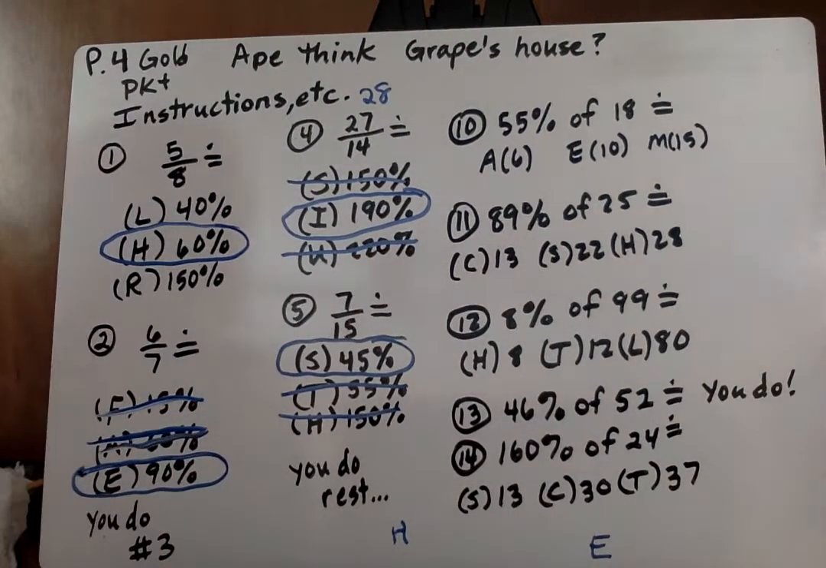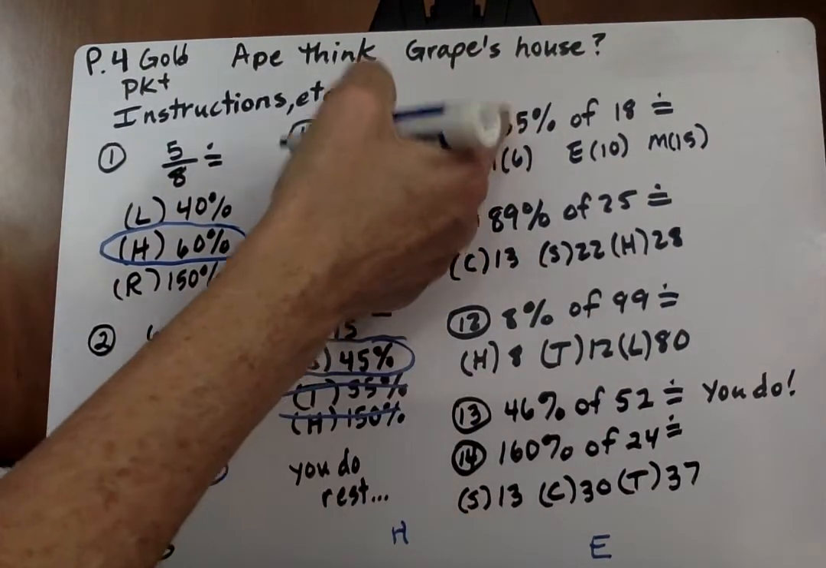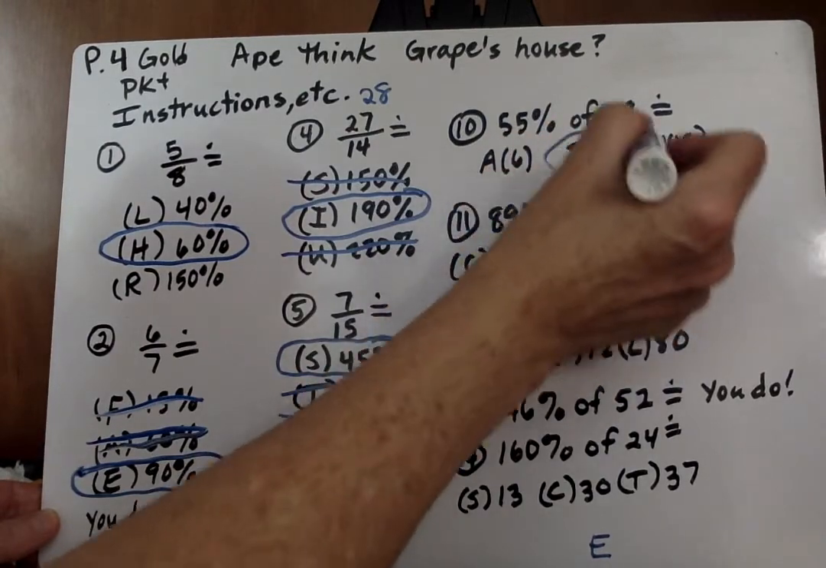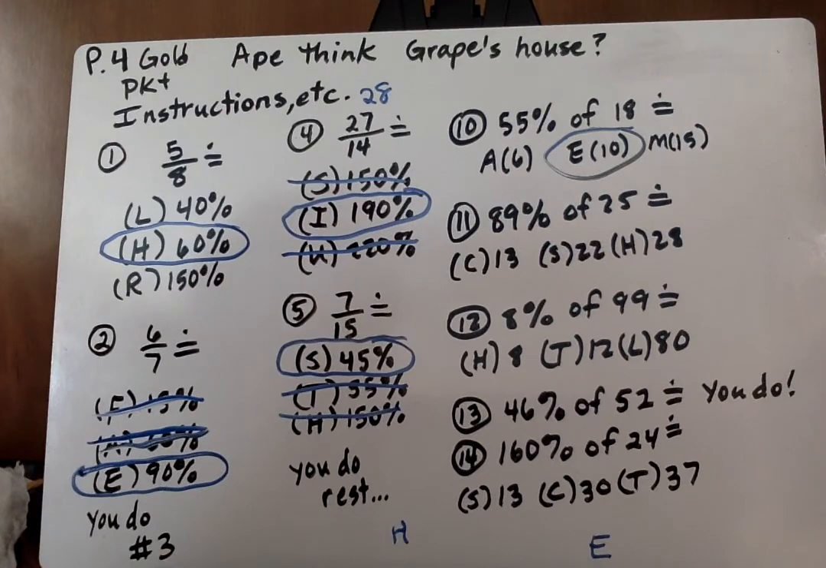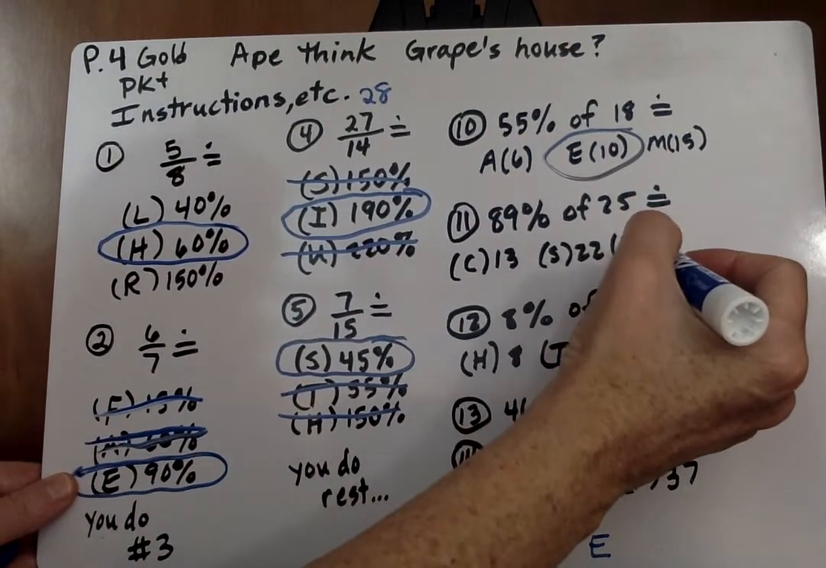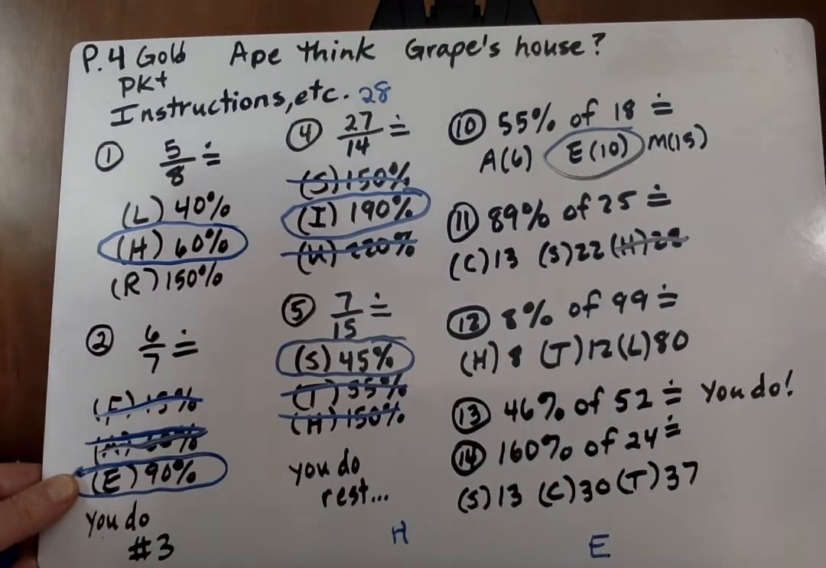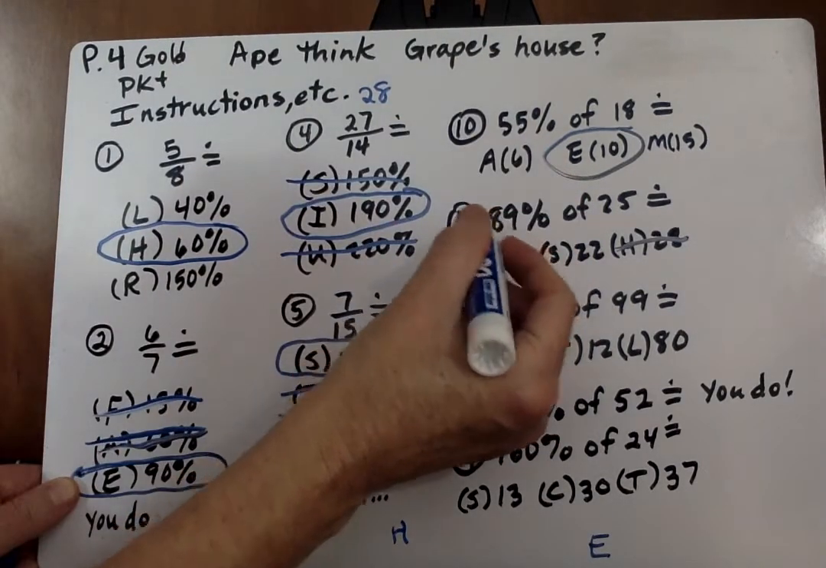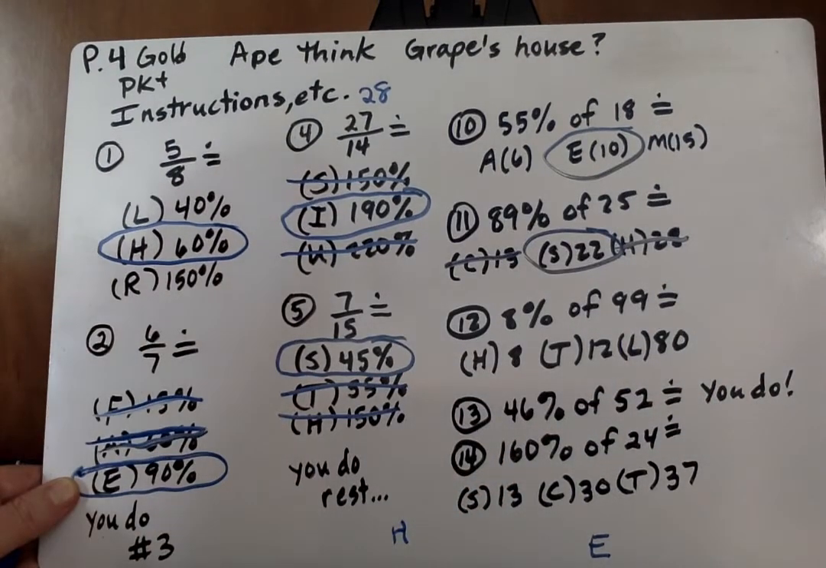Next, 55% of 18, that's just half of 18 is 9. So 50% is half, so it's just above that. It has to be that one. 89% of 25. So it's not over 25, so I can say it's not this one, because that would be over 100%, would be 28. Half of 25 is 12 and a half, and that's not close to 50%, so I can block that out. So I know this one has to be S.